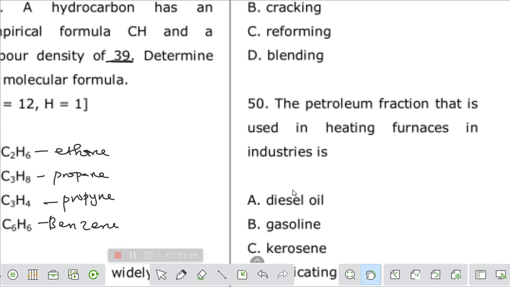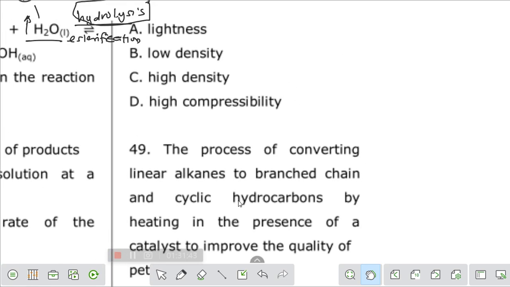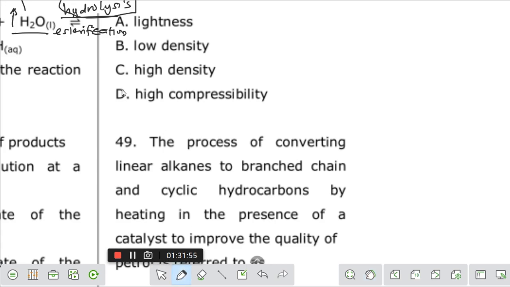So look at the options. Is it lightness? Is it high compressibility? Or what do you think is the answer? So the answer is high compressibility, because fragile objects can be compressed. Although it is still light, it has low density, right? But if you want to be specific, the main reason why we use it is because it has a high compressibility.